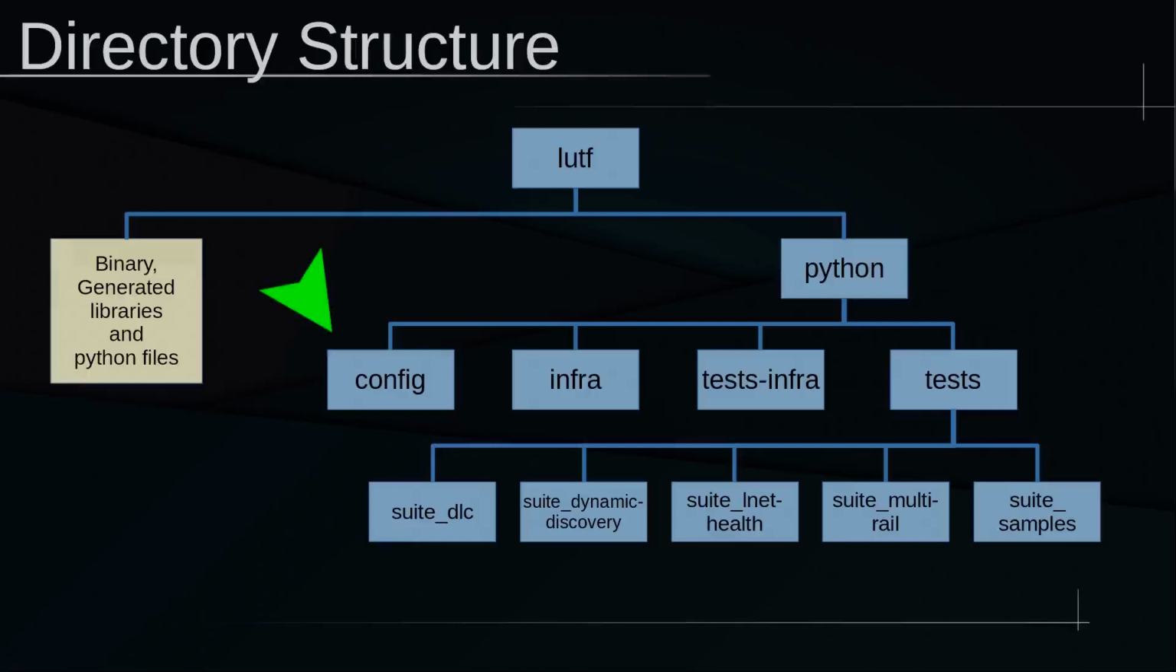Configuration scripts are under the Python config directory. These configuration scripts set up all the different elements required to run the LUTF. Various infrastructure scripts which implement the remote script execution feature as well as other LUTF features are under the infra directory. Lustre and LNet specific infrastructure scripts, such as scripts to clean the test setup and configure LNet, are located in the tests infra directory. Finally, all the various test suites are located under the tests directory. At the time of this recording, the shown test suites are available.